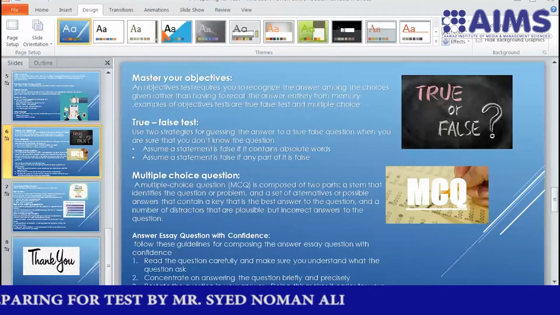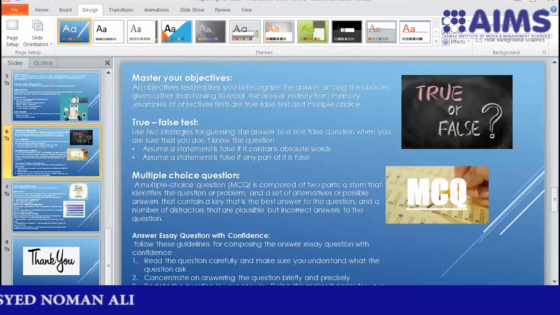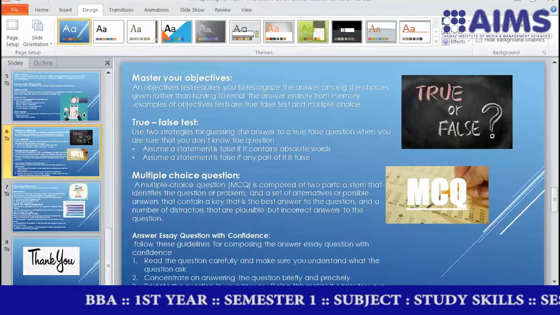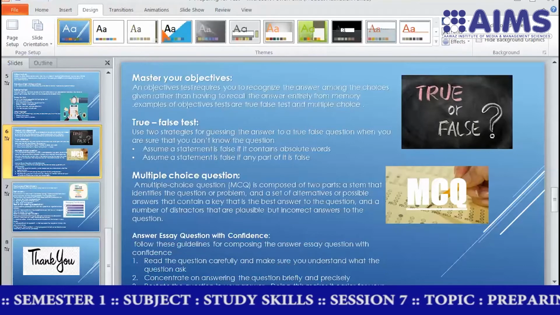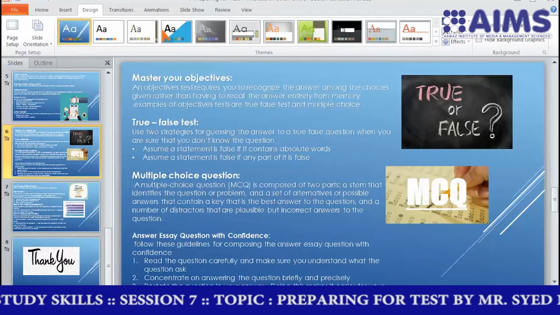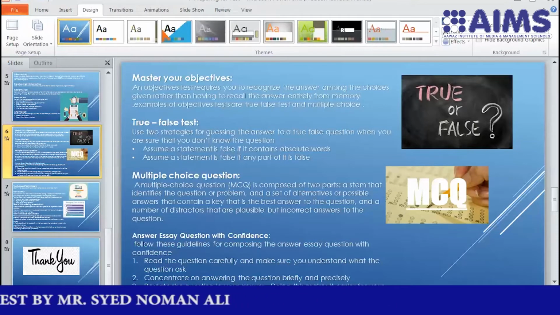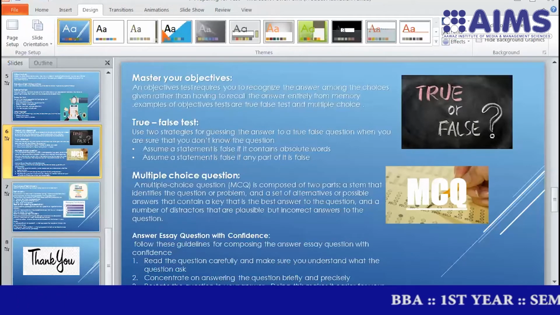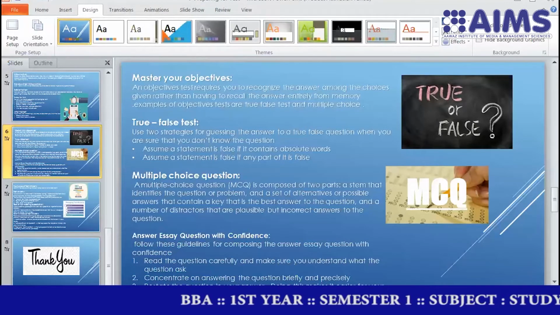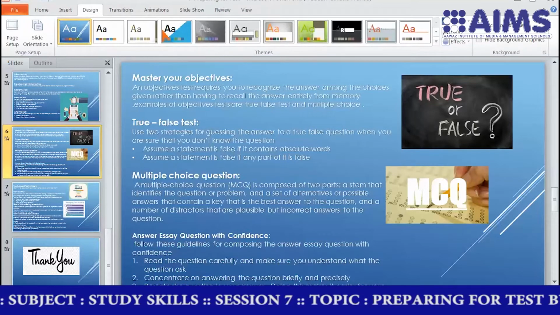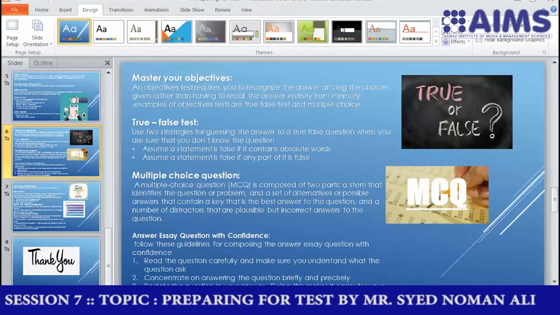Essay questions with confidence. How will you answer a detailed essay question, a descriptive question? The first thing is to read the question carefully and list down in points what is being examined. Read the question carefully and make sure you understand what the examiner tried to ask. Concentrate on answering the question deeply and precisely. Then restate the question in your own words. Doing this makes it easier for your instructor to read and follow your explanation.